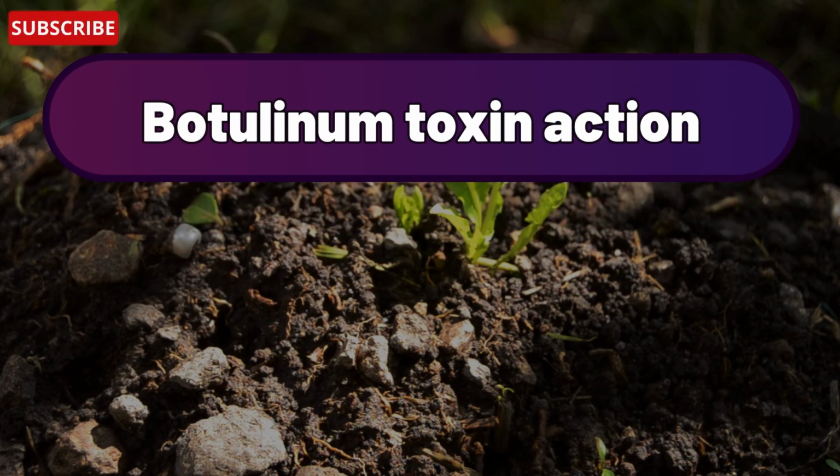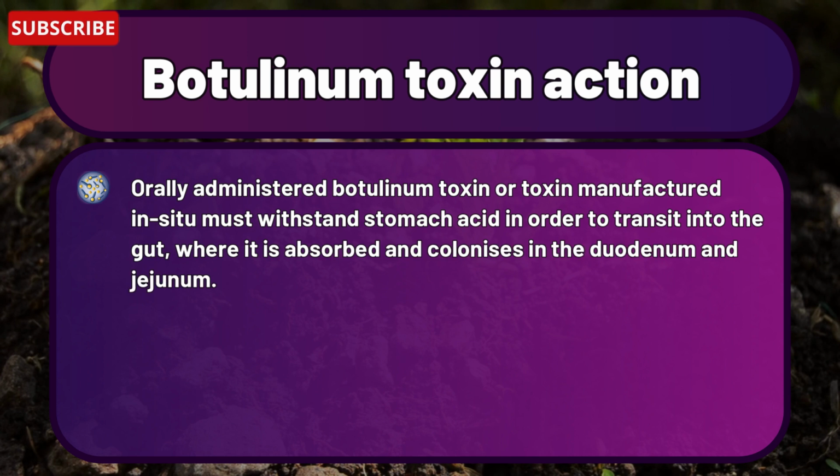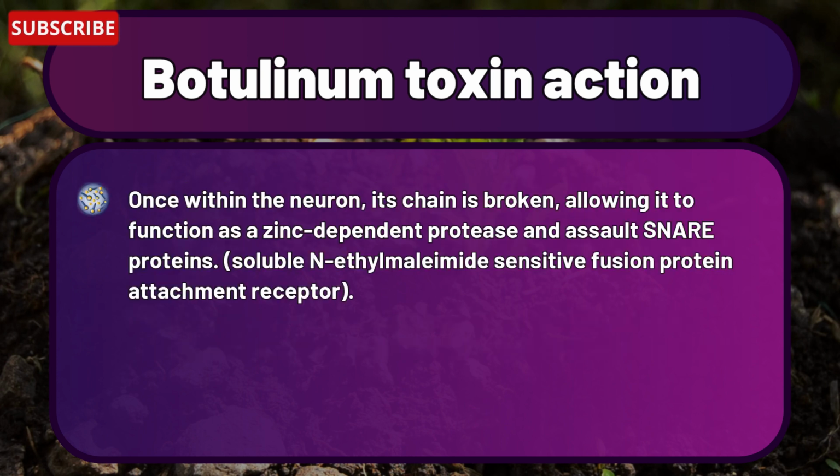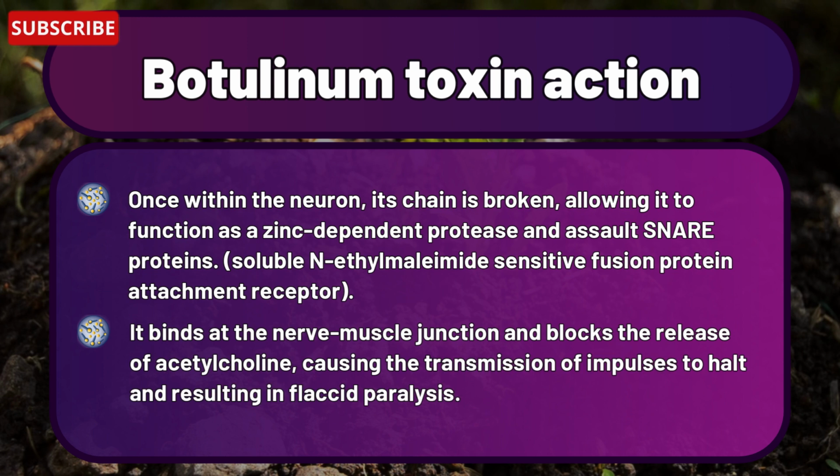Now let's head to the botulinum toxin action. Orally administered botulinum toxin or toxin manufactured in situ must withstand stomach acid in order to transit into the gut, where it is absorbed and colonizes in the duodenum and jejunum. The poison then enters the circulation and is taken up by endocytosis before reaching the peripheral nervous system. Once within the neuron, its chain is broken, allowing it to function as a zinc-dependent protease and assault SNARE proteins. It binds at the muscle junction and blocks the release of acetylcholine, causing the transmission of impulses to halt and resulting in flaccid paralysis.